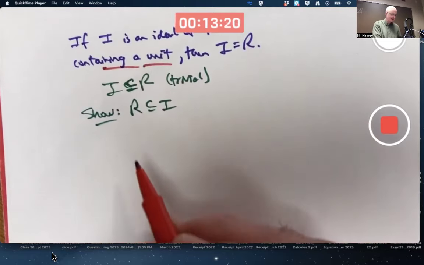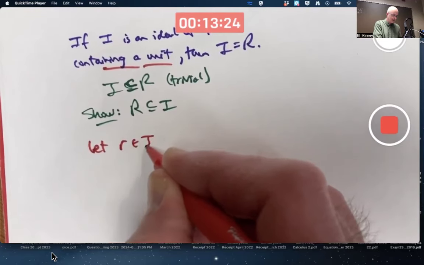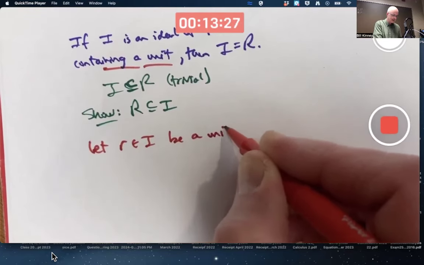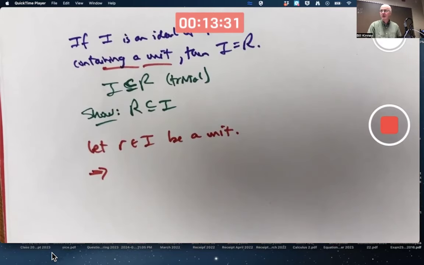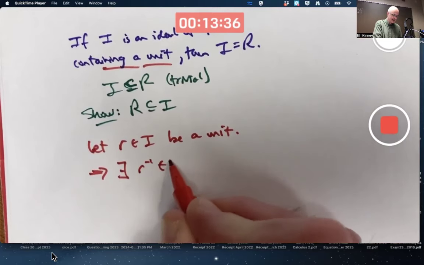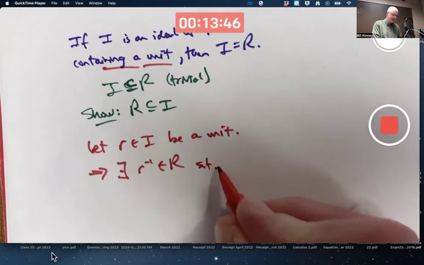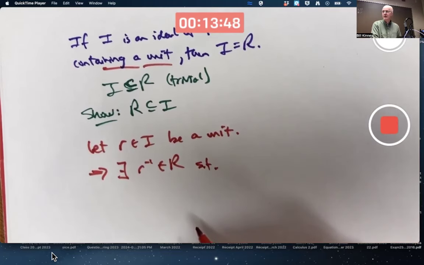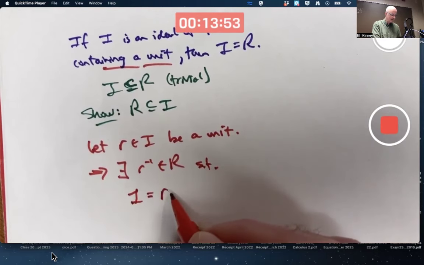I contains a unit. So let r in I be a unit. That implies it's got a multiplicative inverse. There exists an r inverse in the ring. Maybe in the ideal, maybe not. A priori, you don't know. It actually will be in the ideal, but such that r times r inverse is 1, the unity, right? Or said another way, 1 is r times r inverse.